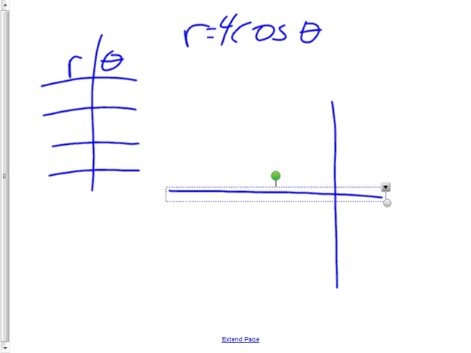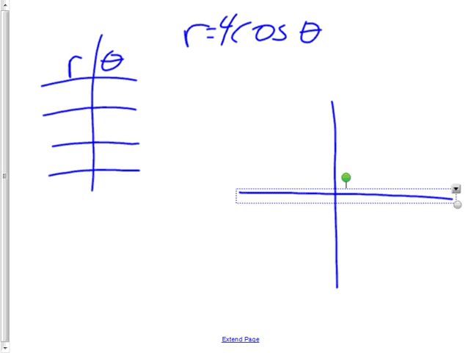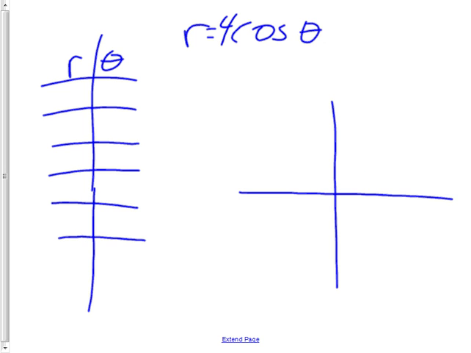Okay, again, right now, find me 6 points. That'll force you to use some of the less common ones, like 3 pi over 2, or 2 pi, or maybe 120 degrees, which would be like 2 root 3s, or 2 pi over 3.